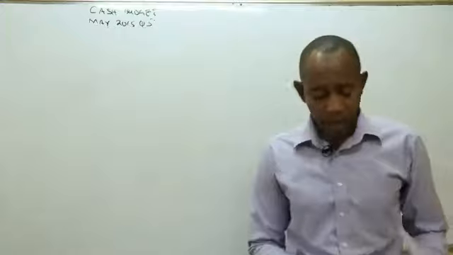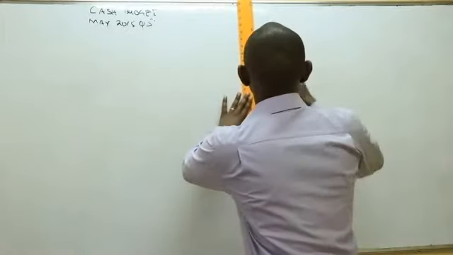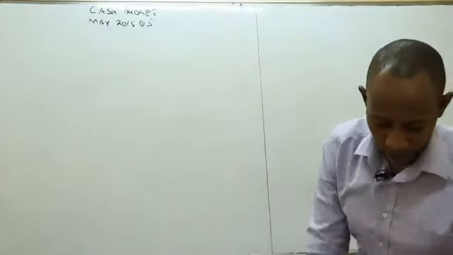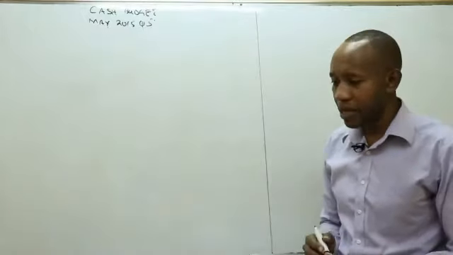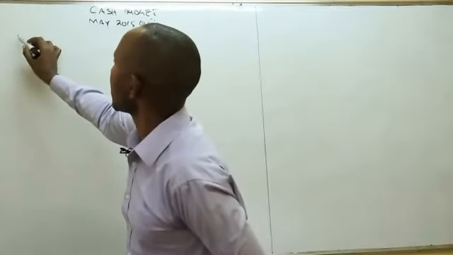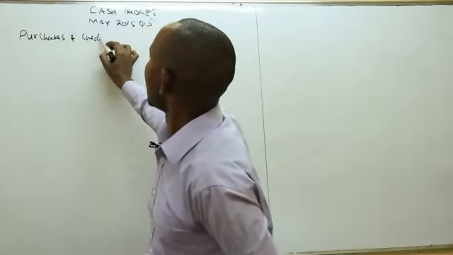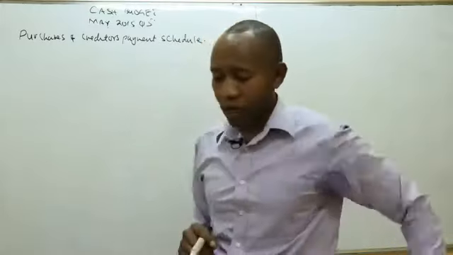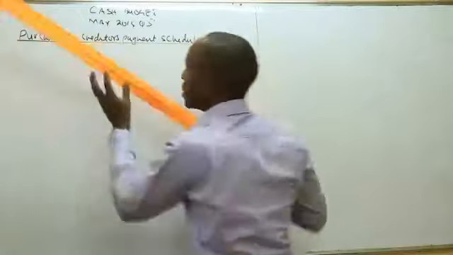So let's see then, how are we supposed to do that? In your workings, it's important that you first present the creditors or the purchases and the creditors payment schedule. So that is the first thing I would want to present. We can call these purchases and creditors payment schedule. So as part of your workings, you want to have the purchases and creditors payment schedule.